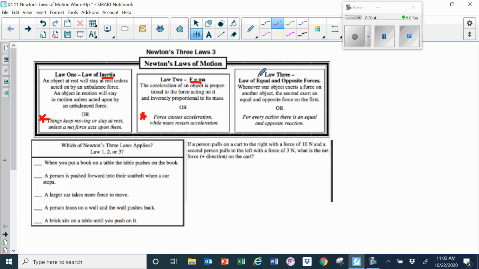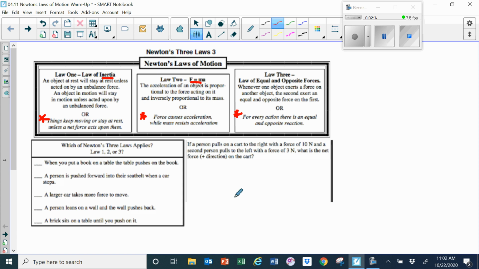And then the third law, the law of equal and opposite forces. Whenever one object exerts a force on another object, the second exerts an equal and opposite force on the first. Okay? But a simpler way to say that, which I like a lot, is for every action force, there is an equal and opposite reaction force. And I think that's really handy. So if you don't know these, this is a great time to learn them.